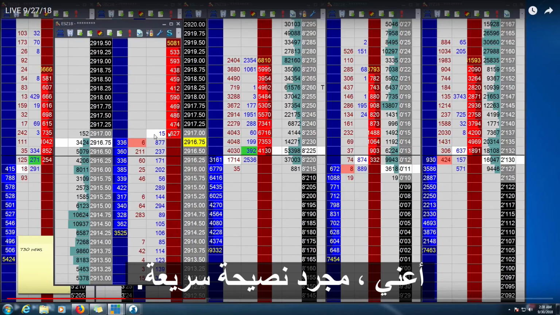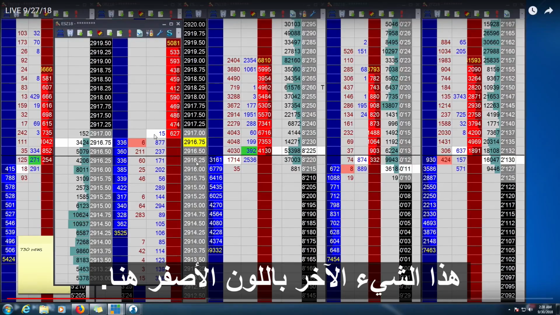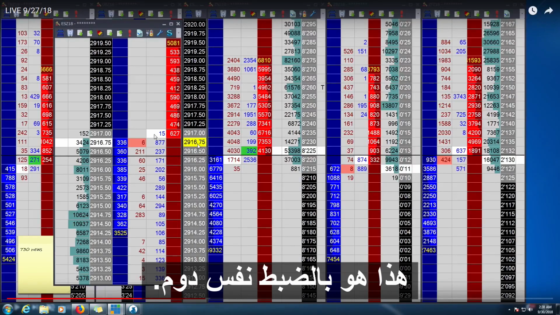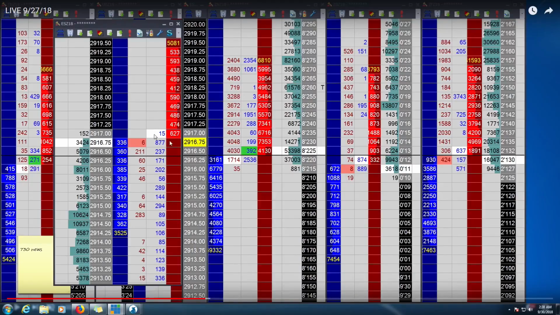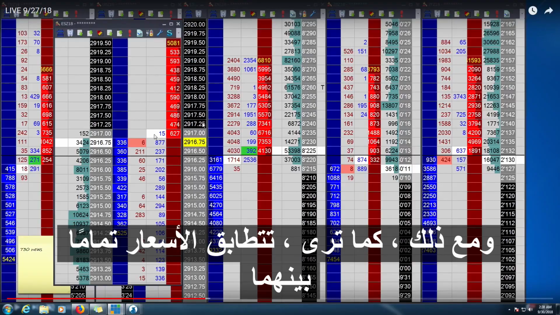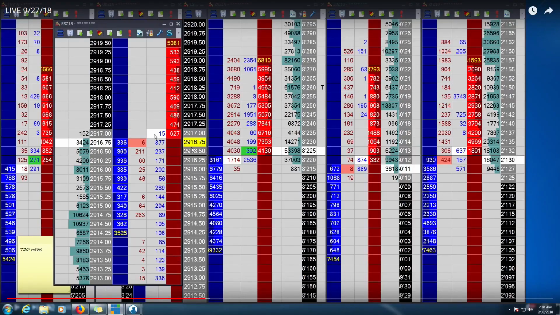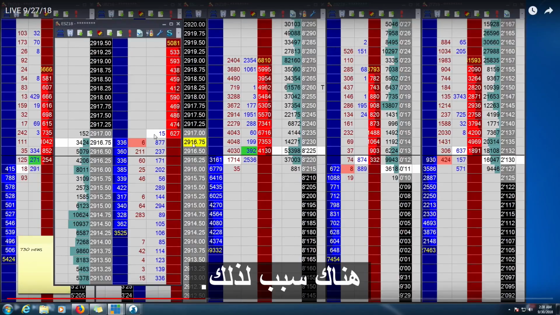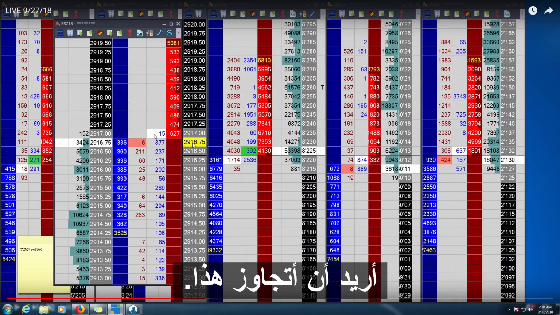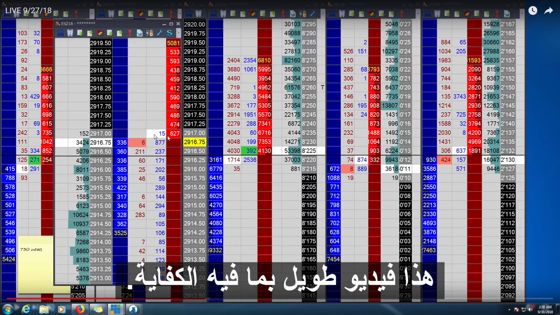And just a little quick tip. This other thing with the yellow right here, this is the exact same DOM as this one. This is the ES. However, you can see the prices match up perfectly between these two columns. The only difference is highlighted yellow. There's a reason for it. I'm just not going to get into it. I want to go over this. This is a long enough video.